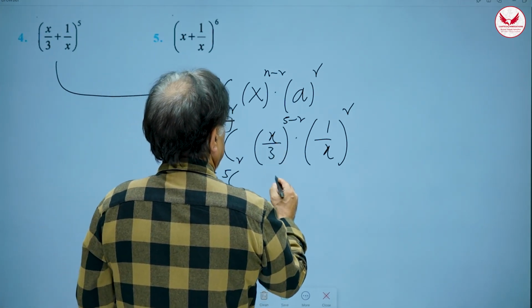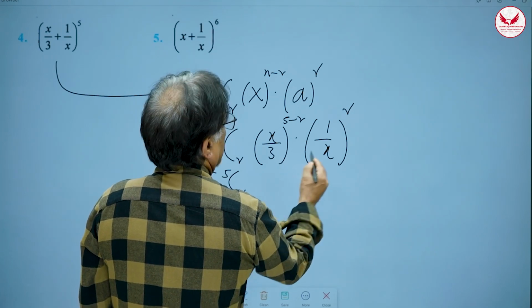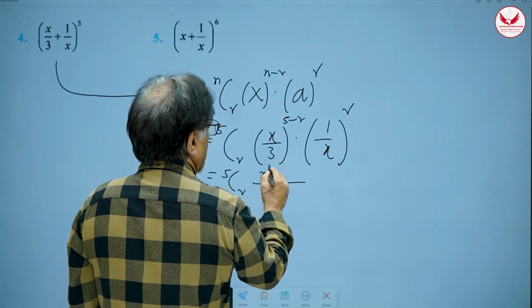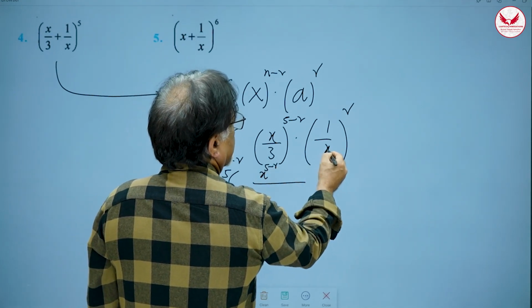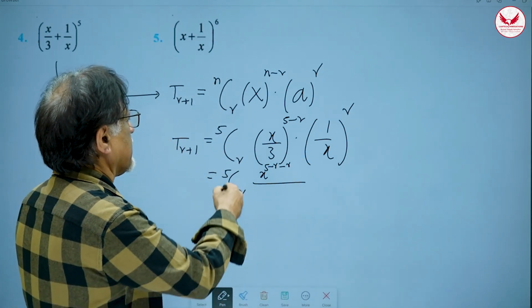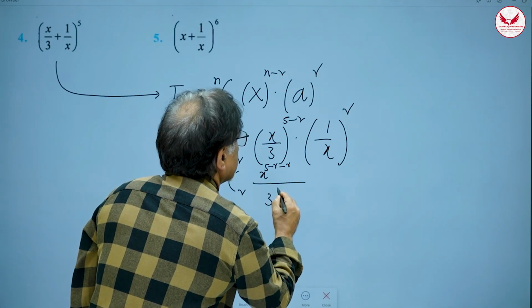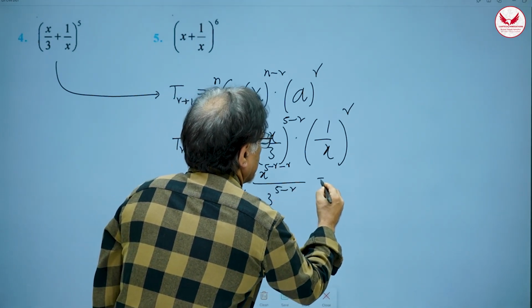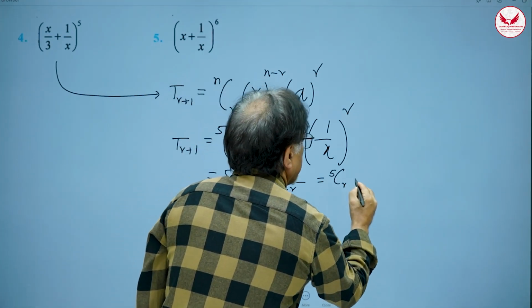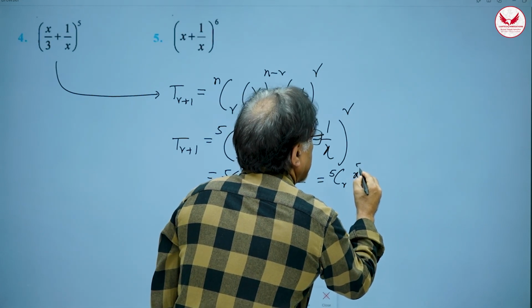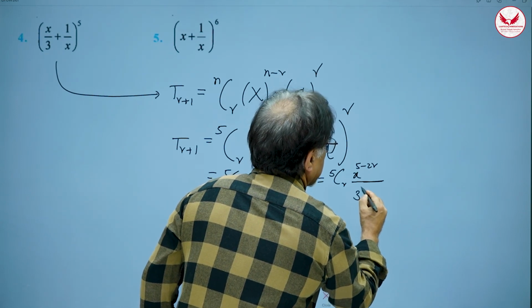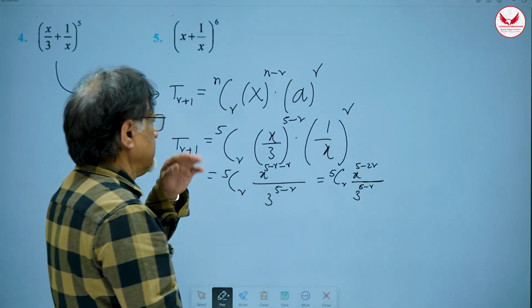So this is x. x raised to what? Now here, if you collect all the powers of x, then it is x raised to 5 minus r. And this x is also raised to r. But that is in the denominator. So it will be subtracted. So it is 5 minus r and divided by 3 raised to what? 5 minus r. So in short, the answer is 5Cr multiplied by x raised to 5 minus 2r, right? Divided by 3 raised to 5 minus r. 3 raised to 5 minus r. Correct?